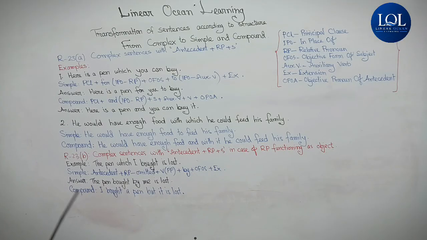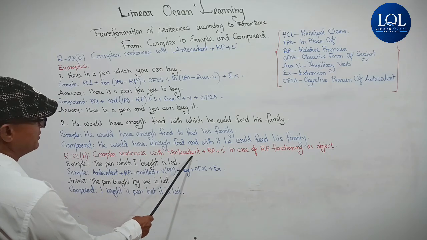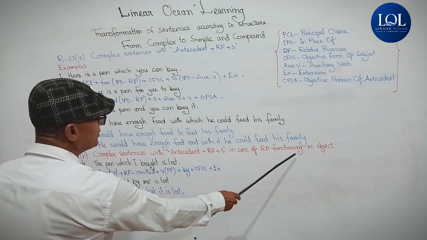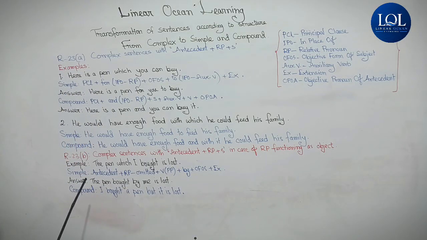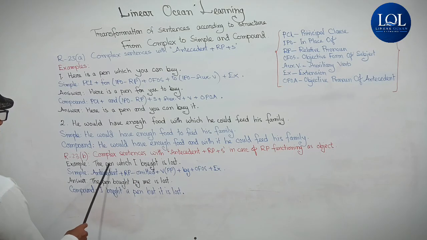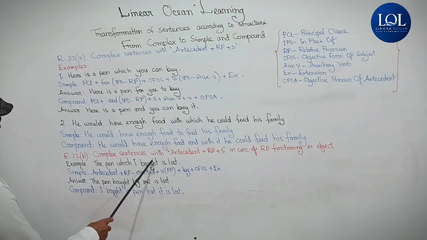Now let us come to the complex sentence on Rule 23B: complex sentences with antecedent plus RP plus subject, in case of the relative pronoun functioning as an object. Let us look at the example: The pen which I bought is lost. I bought the pen, and the relative pronoun is representing the pen. So "which" is the object of the verb "bought".